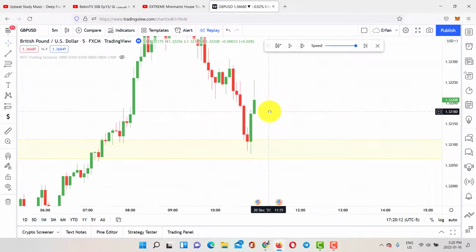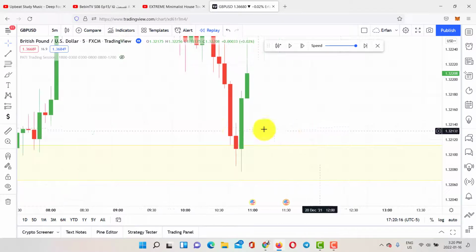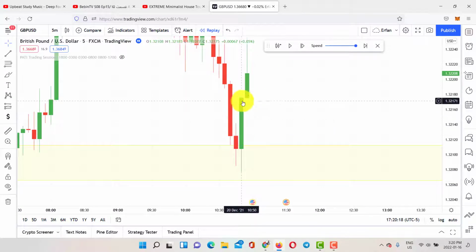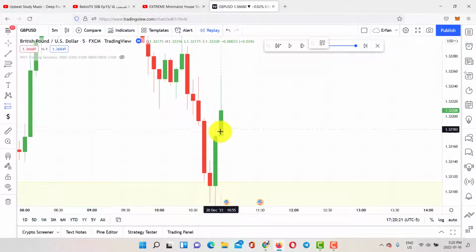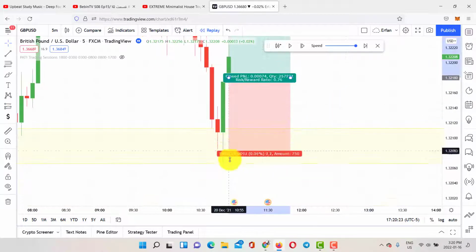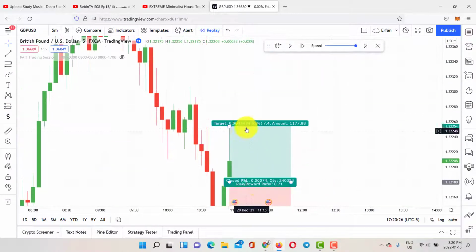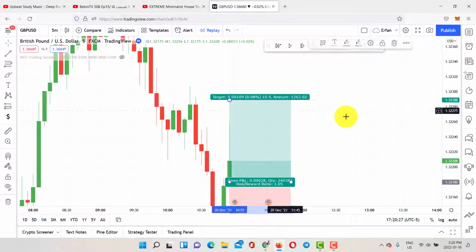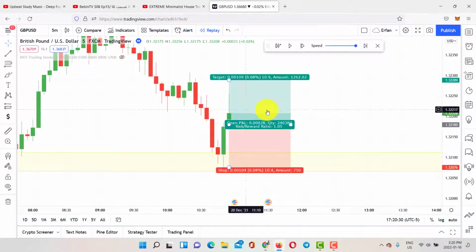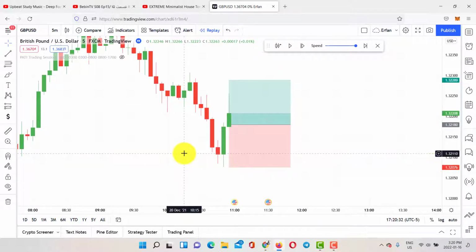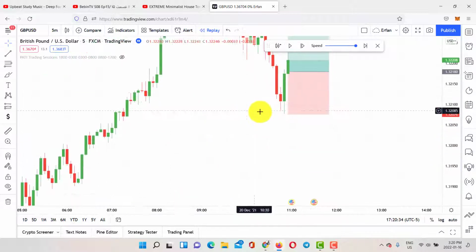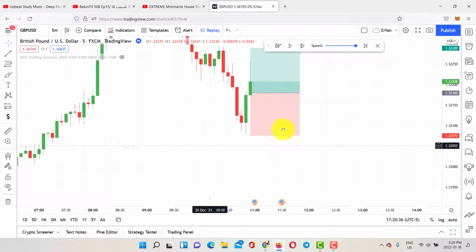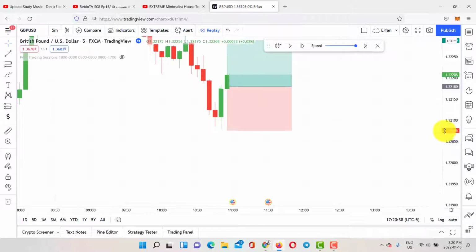So in this scenario, you can do two things. Once you see this bullish engulfing candle here, which is pretty strong, you can take your position here, put your stop loss here, and put your TP right here, which is a one-to-one trade. Or you can simply remove this because you know that it's already respected, and actually identify your order blocks.